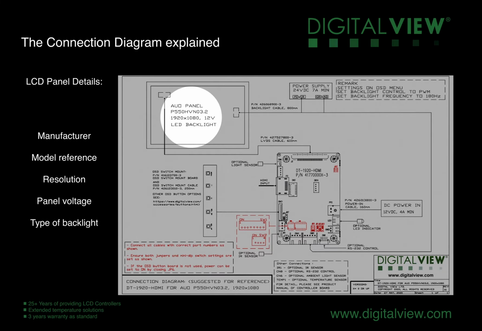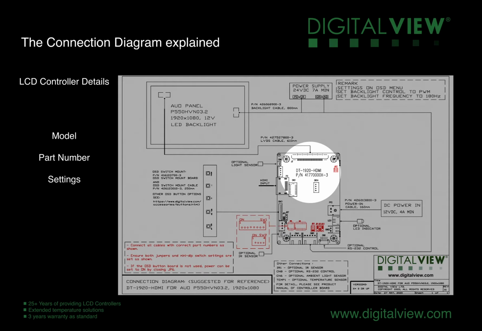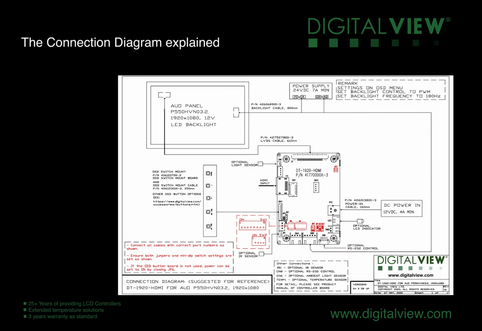Under the panel details, we will tell you the manufacturer, the model reference, the resolution, the panel voltage, and what type of backlight. For the controller, we will tell you the model number and the part number and if there are any specific settings. Let's begin to look at the cables and how they connect.